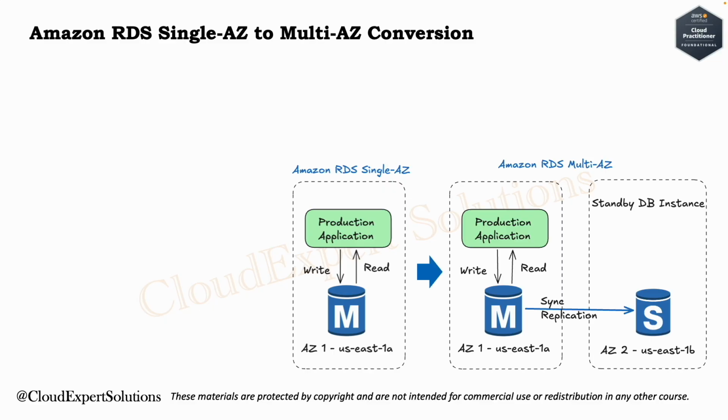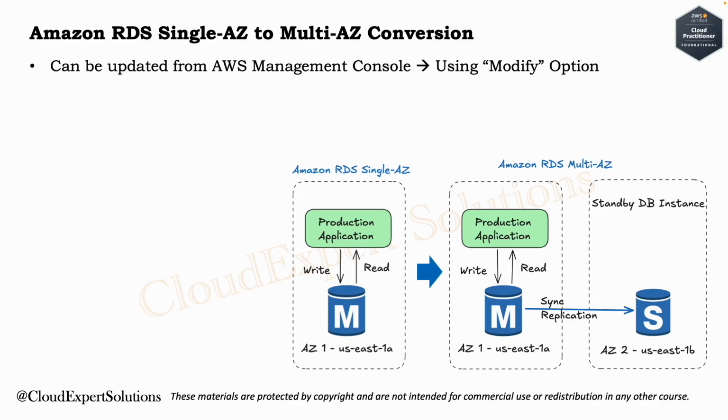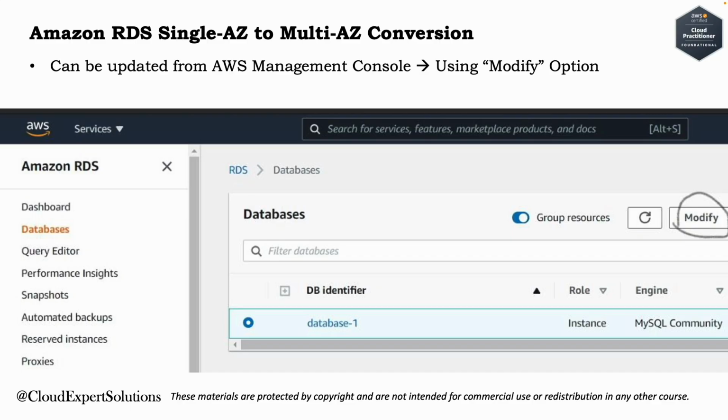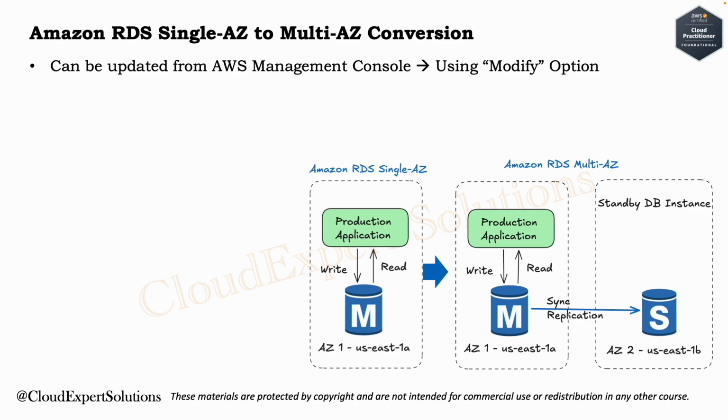Now, let's review. To convert a single AZ Amazon RDS instance to a multi-AZ deployment, you can log into the AWS Management Console, and there you have the option to modify. Here is a screen print. You can log into the AWS Management Console, select the database, and use this modify option to perform that operation. This is as simple as that. Please remember, it's a zero downtime operation and you don't need to stop your RDS database instance.